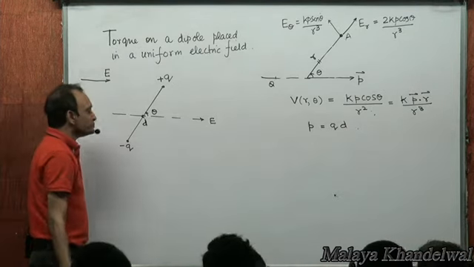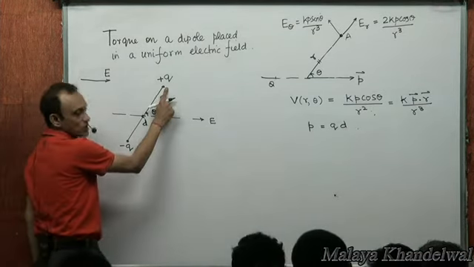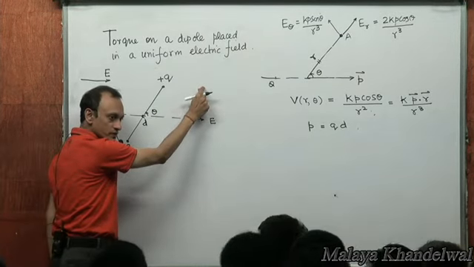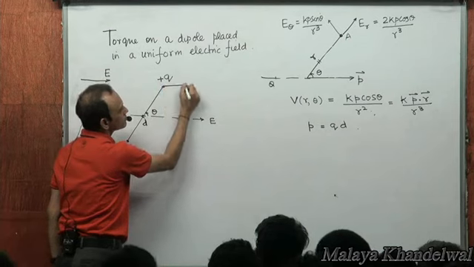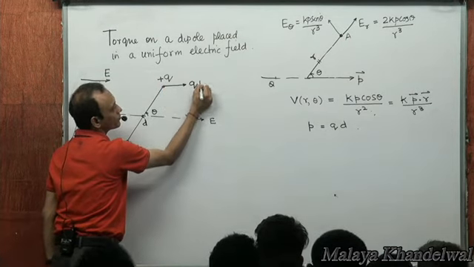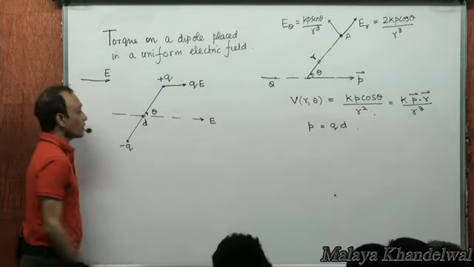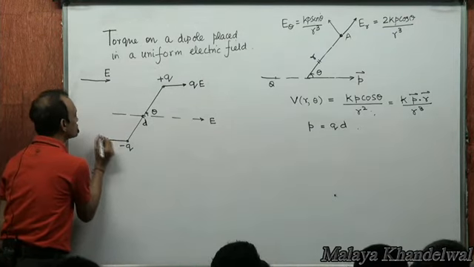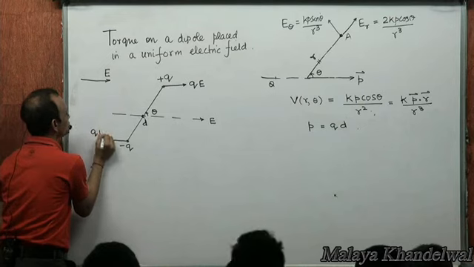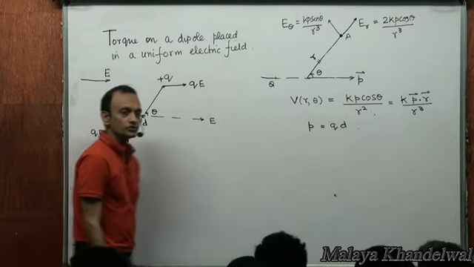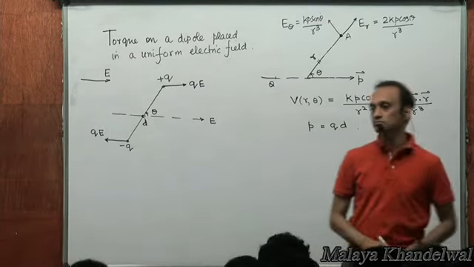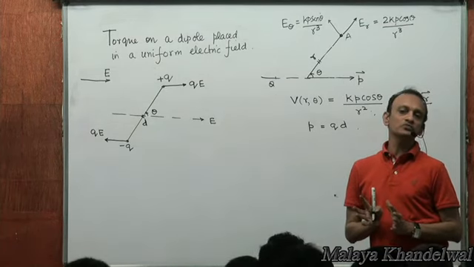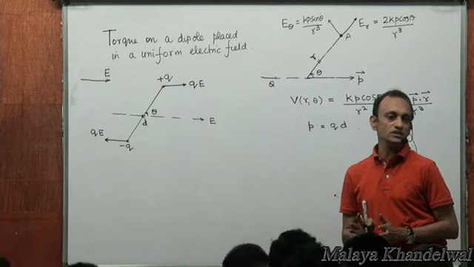Now, this charge plus q will experience a force in the direction of the electric field, q into E. This charge minus q will experience an equal and opposite force, opposite to the direction of the electric field, obviously, q into E in this direction. Yes or no? Negative charges will always experience forces opposite to the direction of the electric field.